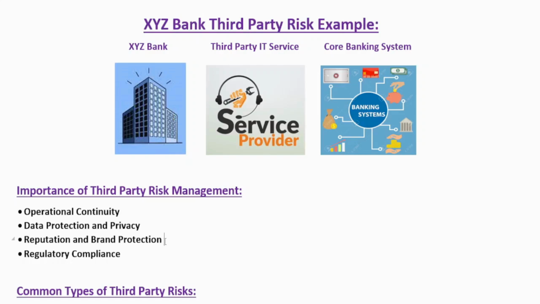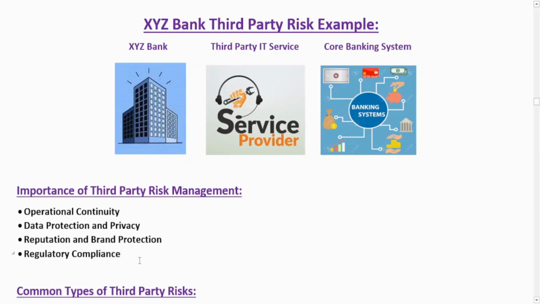The third importance is reputation and brand protection. The actions or failures of third parties can significantly impact an organization's reputation, and by managing risk associated with external partners, an organization can also safeguard its brand image and maintain customer trust as well. For example, if XYZ Bank fails to evaluate a top rated IT service provider, and the sensitive data of its customers is compromised, then it leads to a bad reputation for XYZ Bank, and the bank has to face regulatory compliance, which is our last point of importance as well.